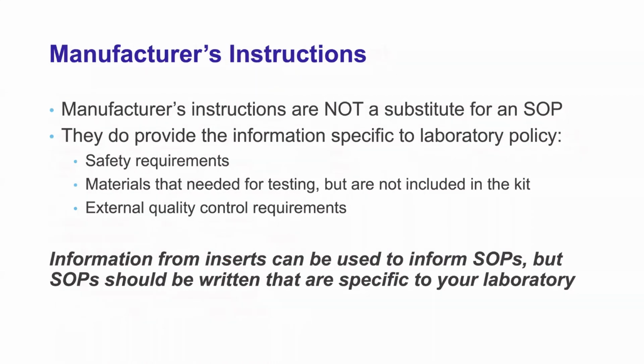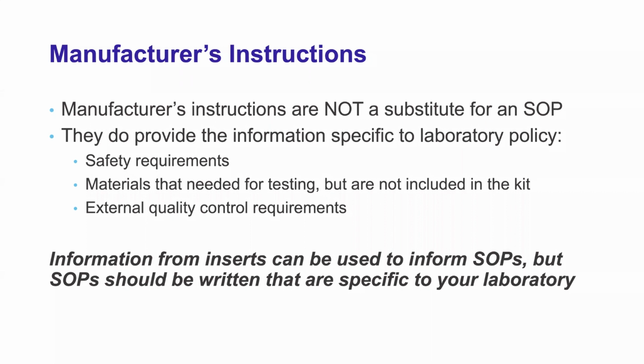And a bit about manufacturer's instructions. Manufacturer's instructions are not a substitute for the SOP. These can serve as guidelines and provide information, but they often don't include specific enough information for the laboratory to carry out the test. Examples include that they may not include any safety requirements that need to be included in an SOP, and they may not include any materials for testing.